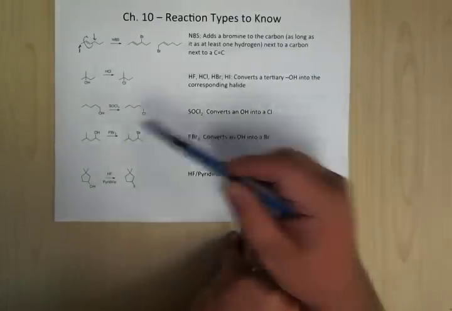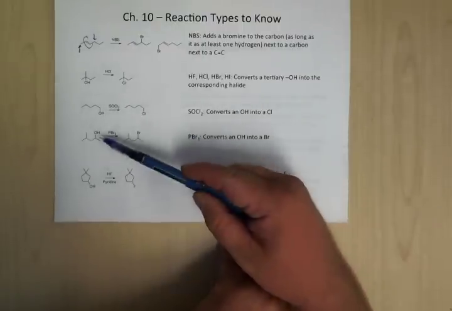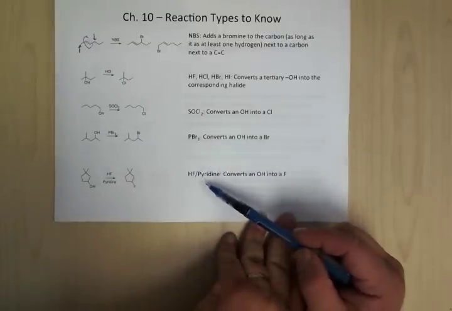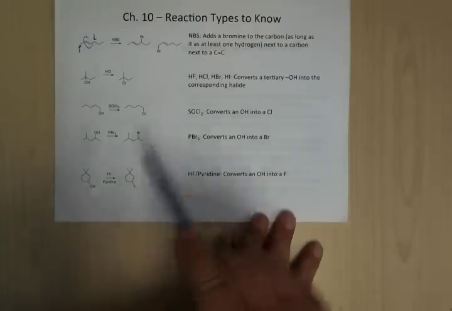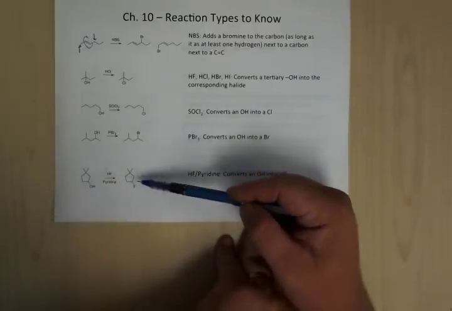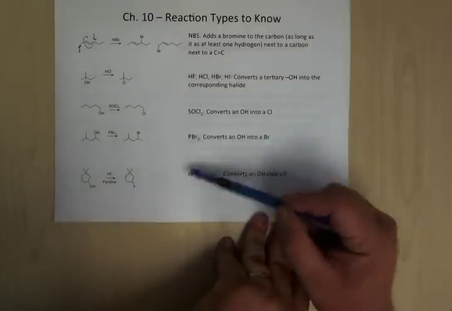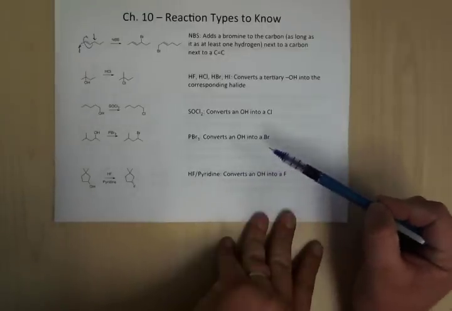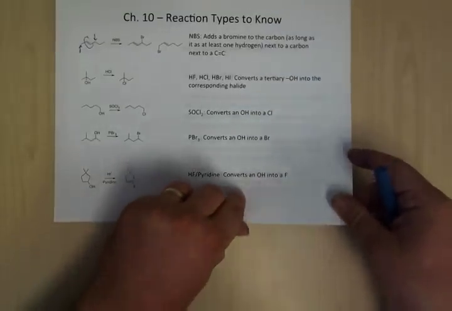Thionyl chloride converts an OH into a Cl. PBr3 converts an OH into a Br. HF pyridine is going to convert an OH into the corresponding fluorine. For a tertiary alcohol, you can just use regular HF, but if it's a secondary alcohol, you're definitely going to need that pyridine in there. So, more reactions to know.